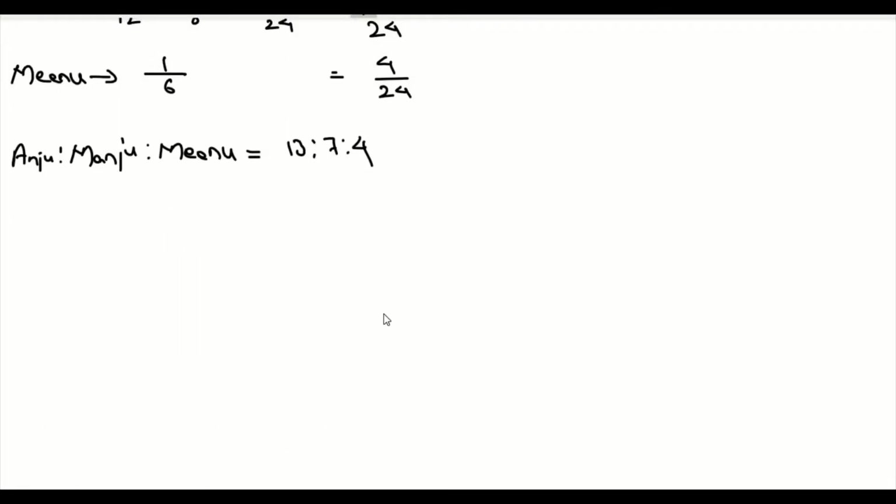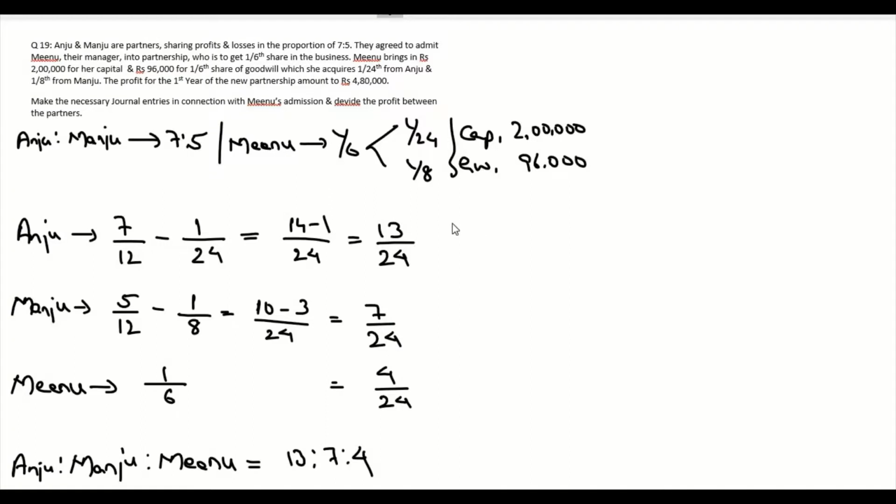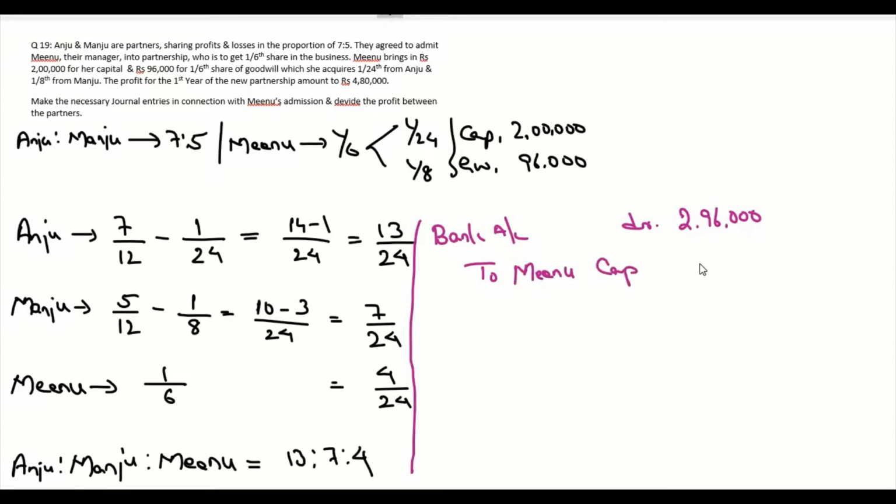We are also required to pass the necessary journal entries. So we will pass journal entries now. First thing is bringing capital and goodwill. So we will have our bank account debit 2 lakh plus 96,000. It is going to be 2,96,000 to Meenu's capital 2 lakhs and to premium on goodwill 96,000.